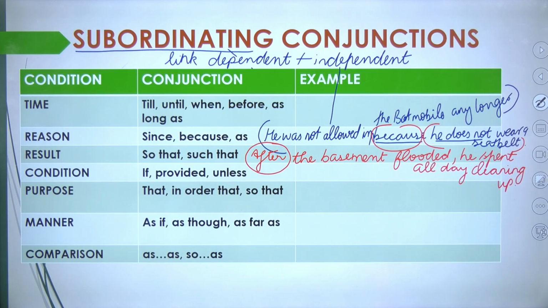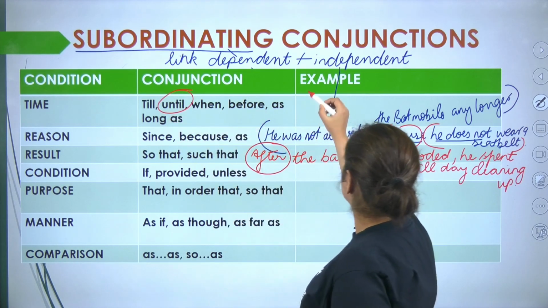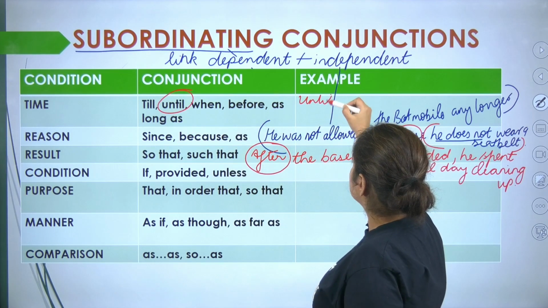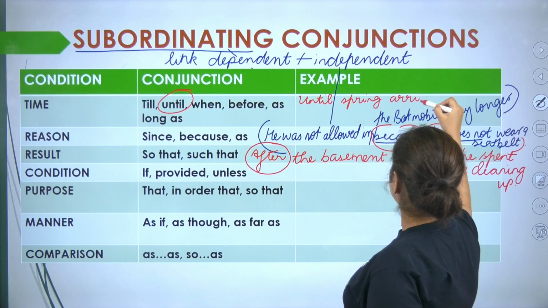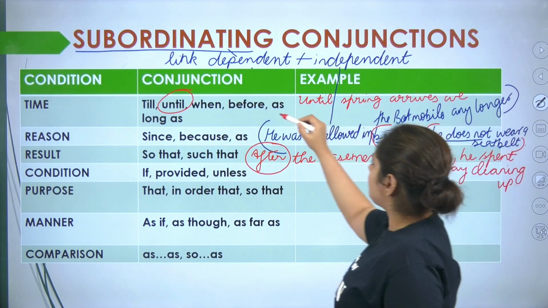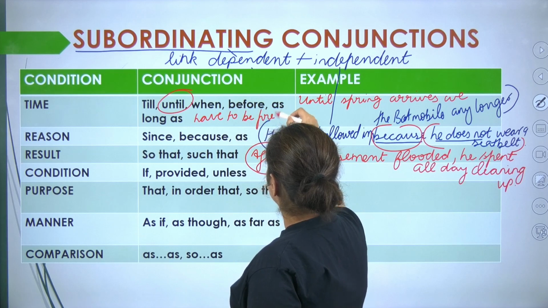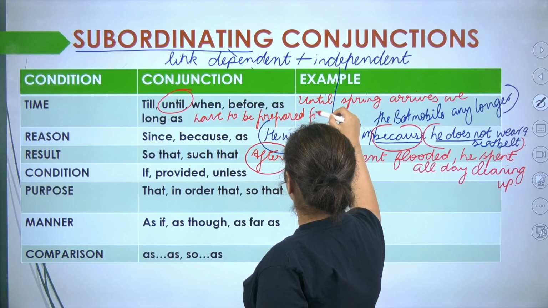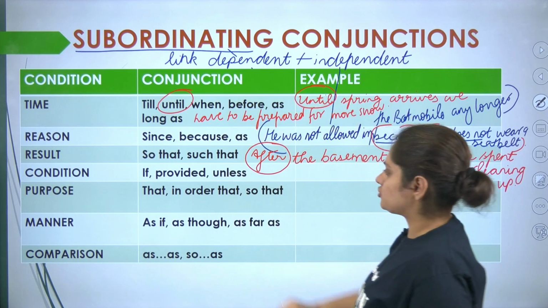Clear? So based on what you want to show, for example here, until spring arrives, if I want to show time, I can use this one. Until is the word which is denoting time. Until spring arrives, this is incomplete. We have to be prepared for more snow. You understand this? Now it is complete, and until is showing time.